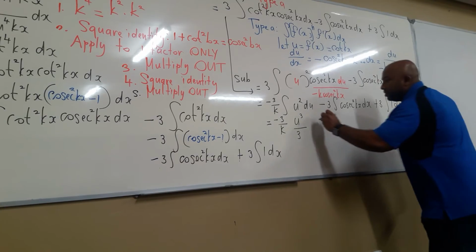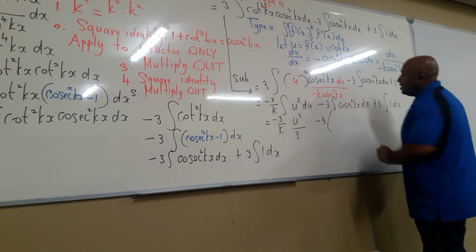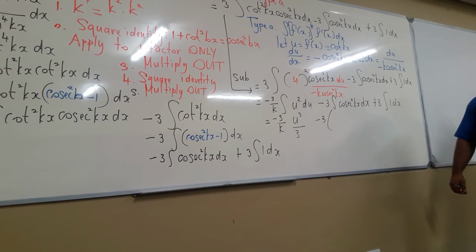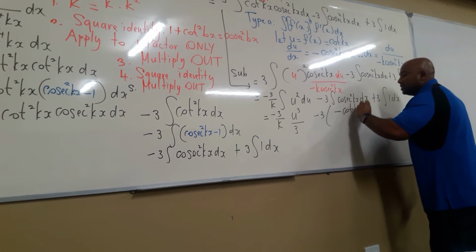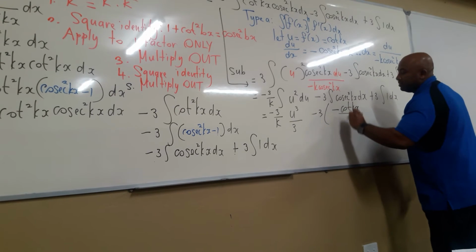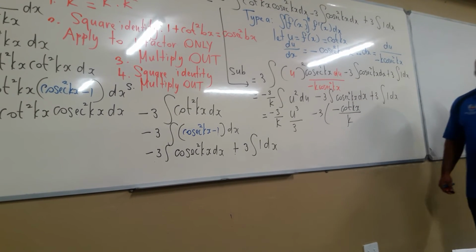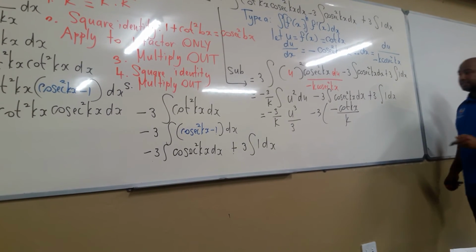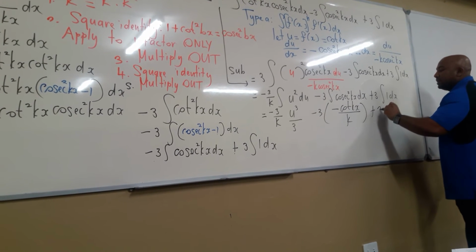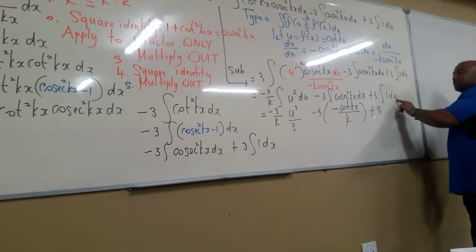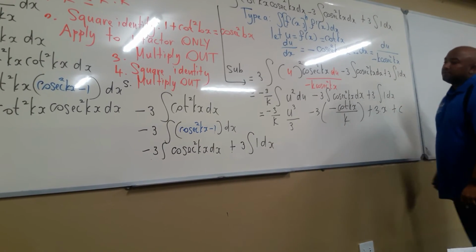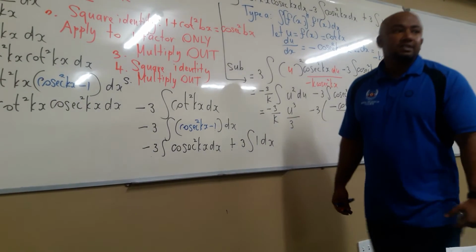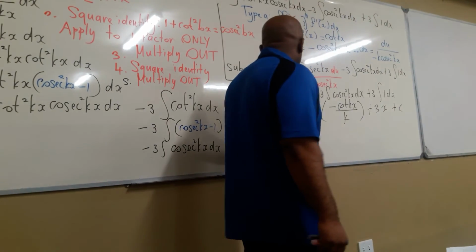Right, so now you got minus 3. You are integrating cosec squared, which is going to be minus cot of kx, all divided by k. Don't forget to divide it. Plus 3 times the integral of 1 with respect to x, which is just x, plus c. And you're done. All you have to do is substitute back there.